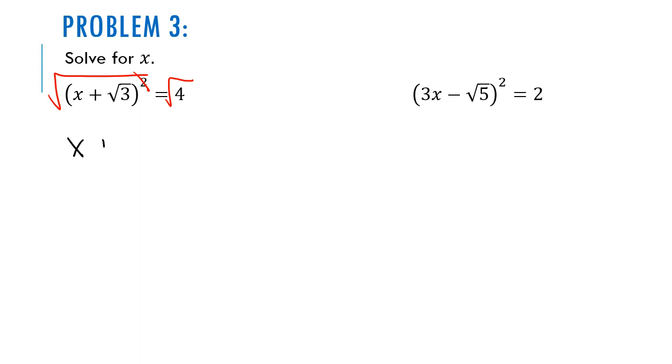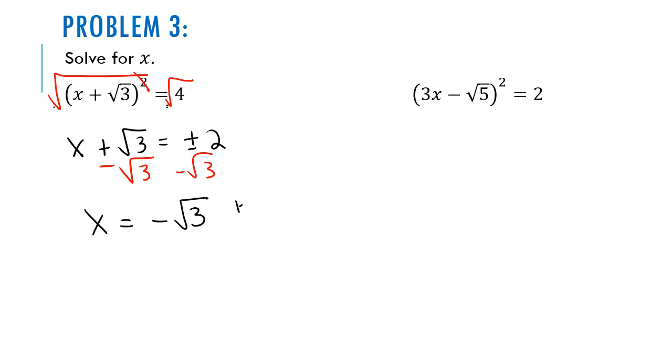So we will have x plus the square root of 3 equals plus and minus, because once again you square rooted both sides. The square root of 4 is 2. Then we're going to go ahead and minus the square root of 3 over. So we are going to have x equals negative square root of 3 plus and minus 2.